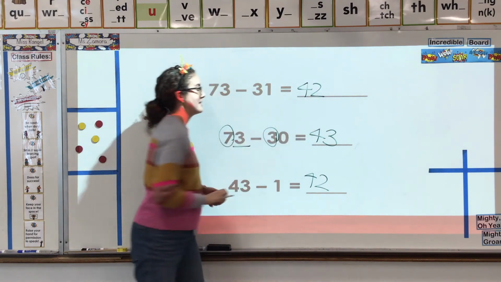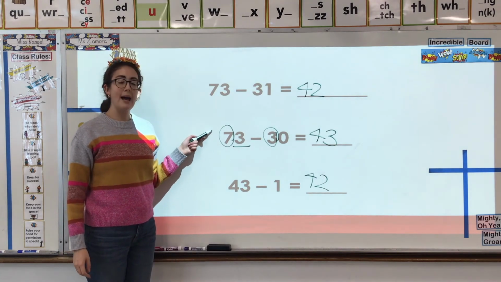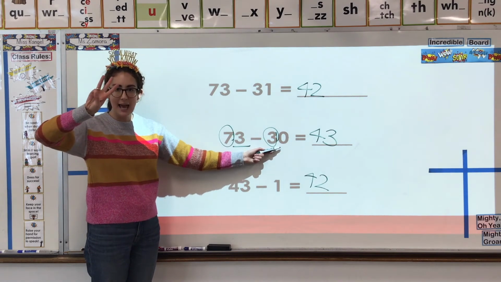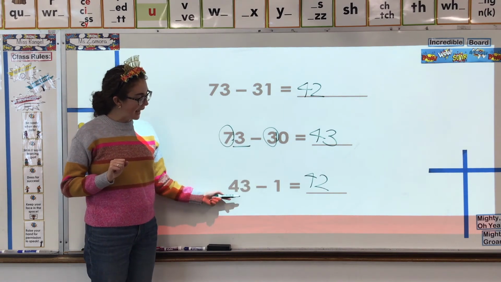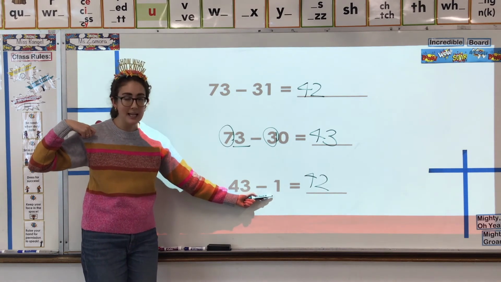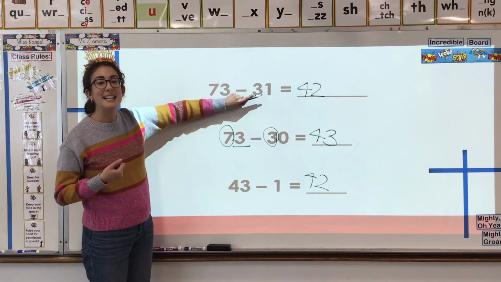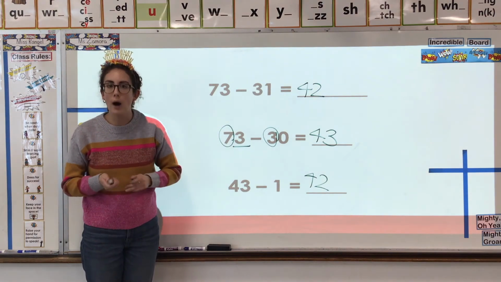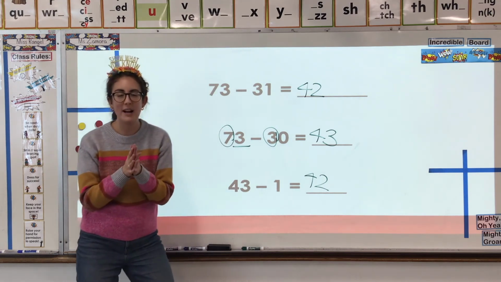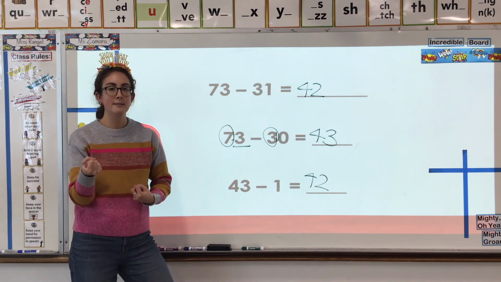73 minus 31 is 42. The same. Because what did we do first? We took away the tens, just 3 tens, and then we kept subtracting because we had to take away 31. Okay. Are you ready for our last one? Let's talk it out and see what we got.